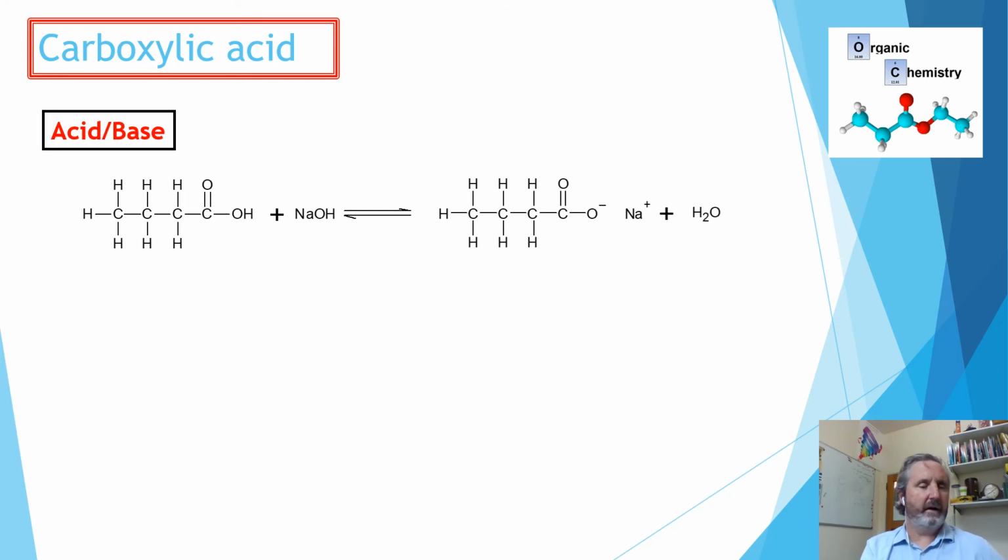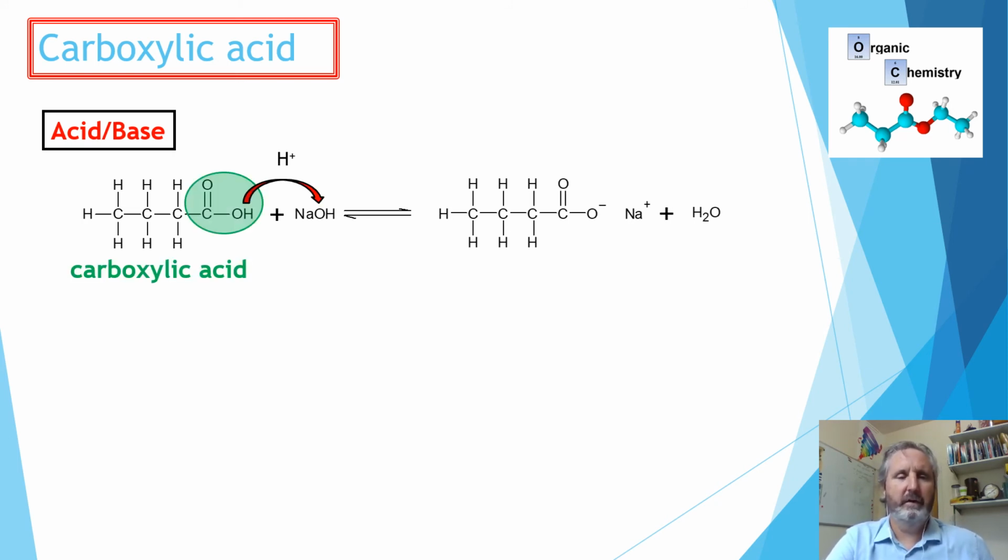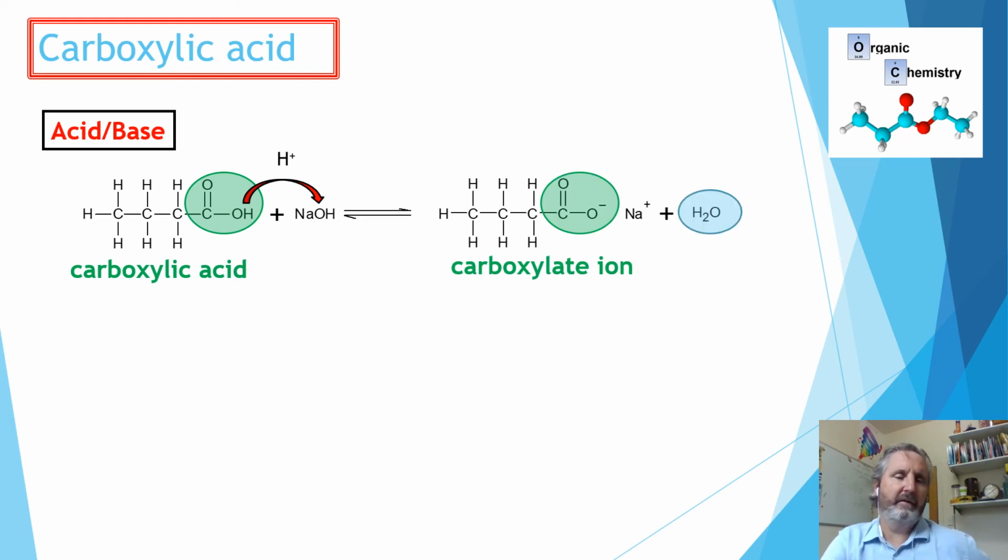So we can have a carboxylic acid reacting with a base. So we've got an acid plus base, and it's going to produce a salt plus water. So what we've got is the acid reacting with the base here to produce what would be our salt plus water. So we've got the carboxylate ion and the sodium ion coming together to make, in this case, sodium butanoate, which would be our salt, plus water. So this is an acid-base reaction or a neutralization reaction.